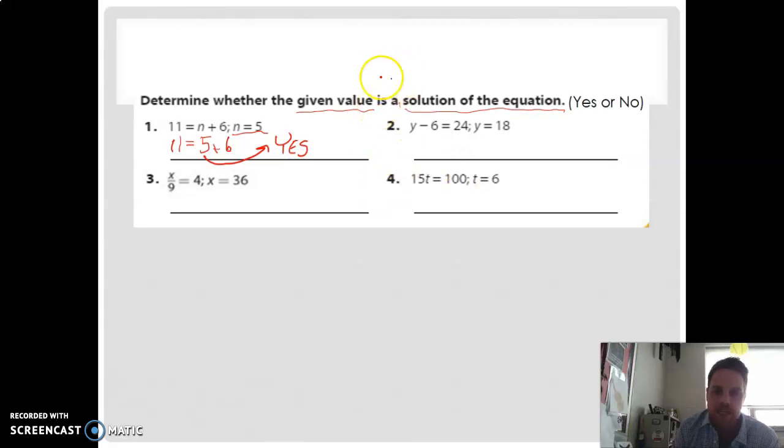Okay, so again, is the given value a solution to the equation? So here we have y minus 6 equals 24. They give us y equals 18. So we need to determine, is 18 a solution to this equation? So go ahead, plug it in, see what you think.